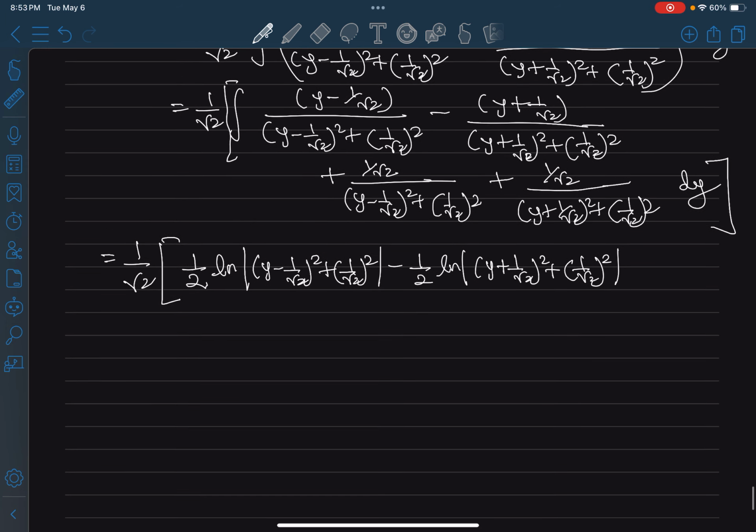And then now plus 1 by root 2, now this becomes 1 by a tan inverse x by a, right?